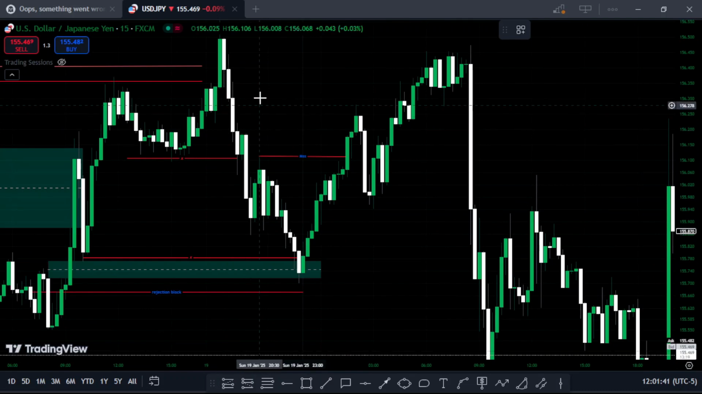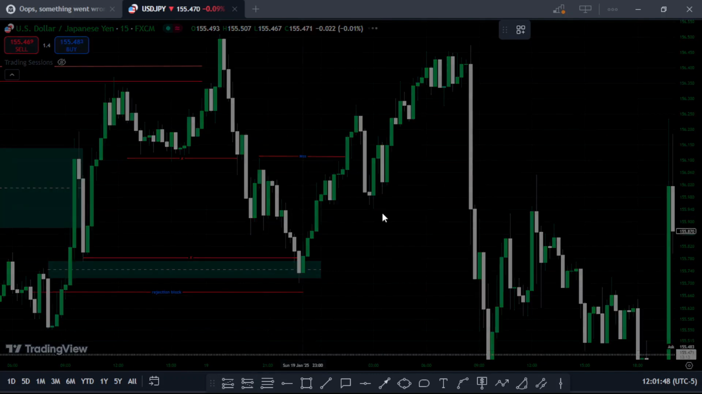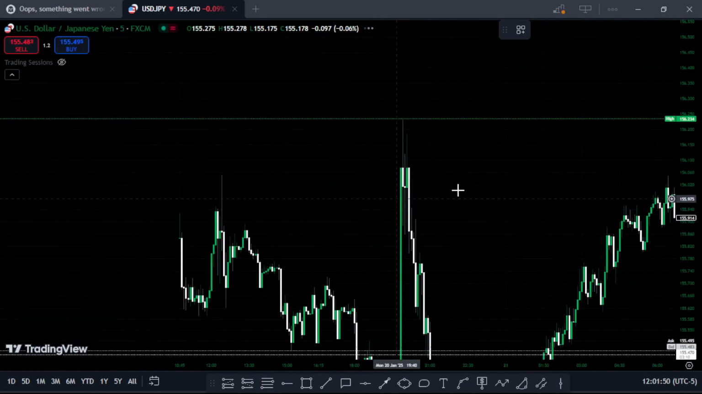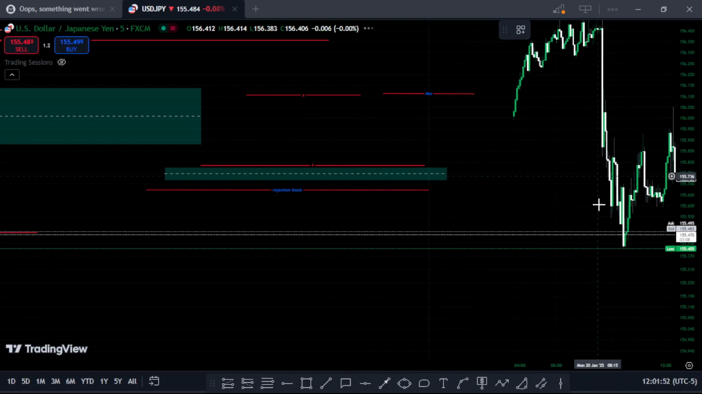So if you don't see a fair value gap on the 15-minute time frame, if you head over to the 5-minute time frame, you can chase a fair value gap there. So let's head over to the 5-minute time frame and see if we can find one.